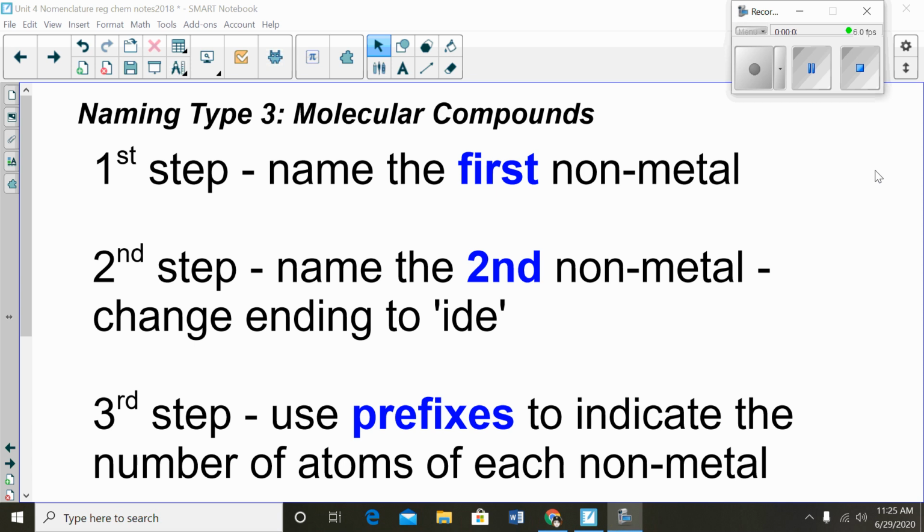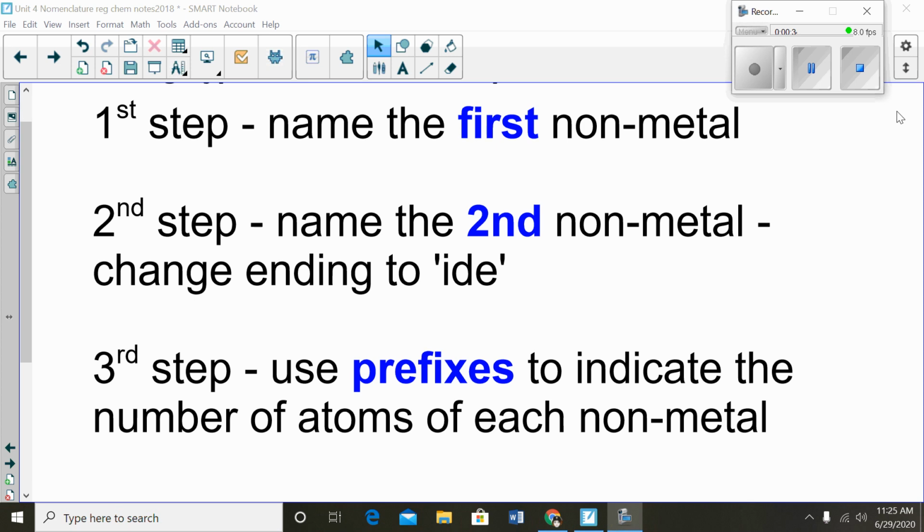This is Chemistry Unit 4, Chemical Nomenclature, Naming Type 3, Molecular Compounds. So molecular compounds do not have metals. So you will just be focusing on the non-metals, which is actually a smaller chunk of the periodic table. The first step is to name the first non-metal. The second step is to name the second non-metal and change that ending again to IDE. And the third step is to use prefixes to indicate the number of atoms of each nonmetal.